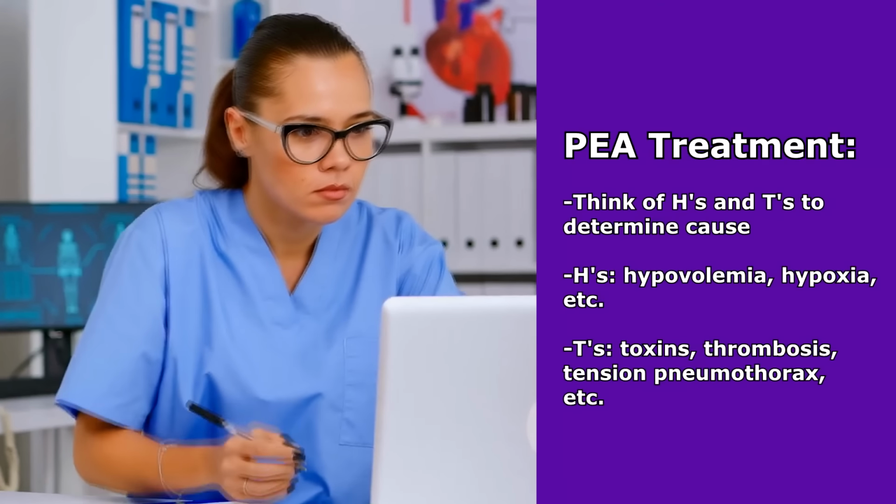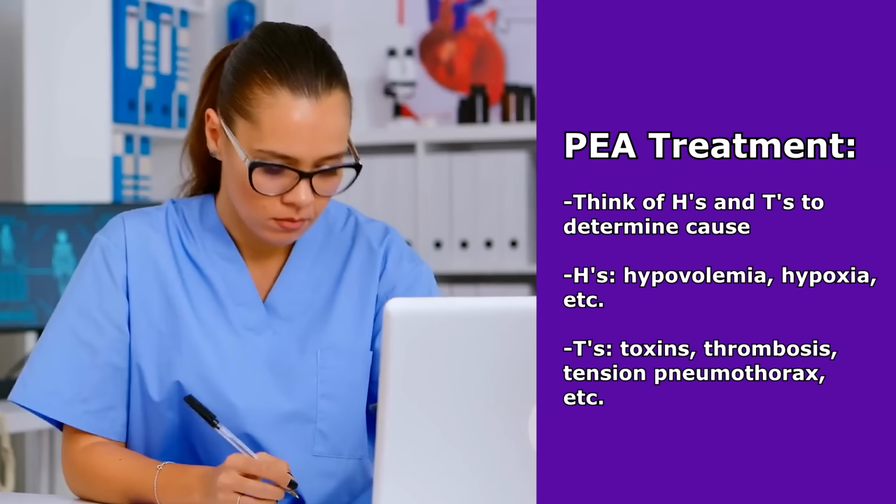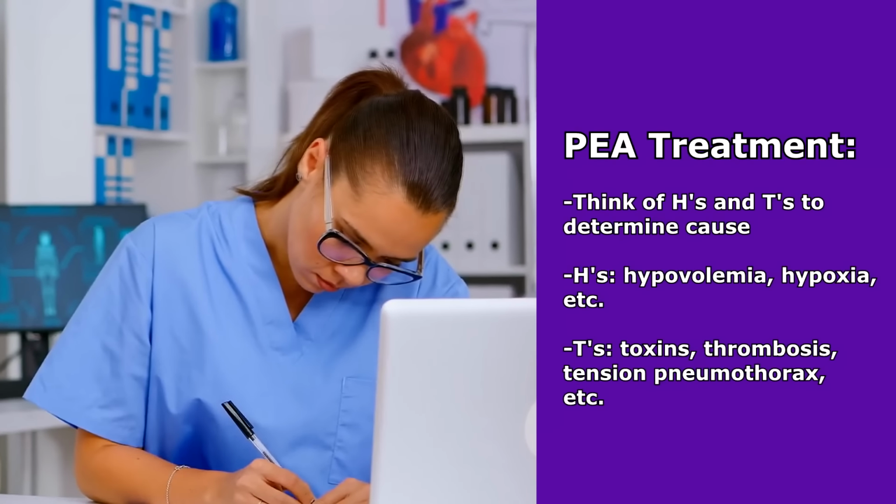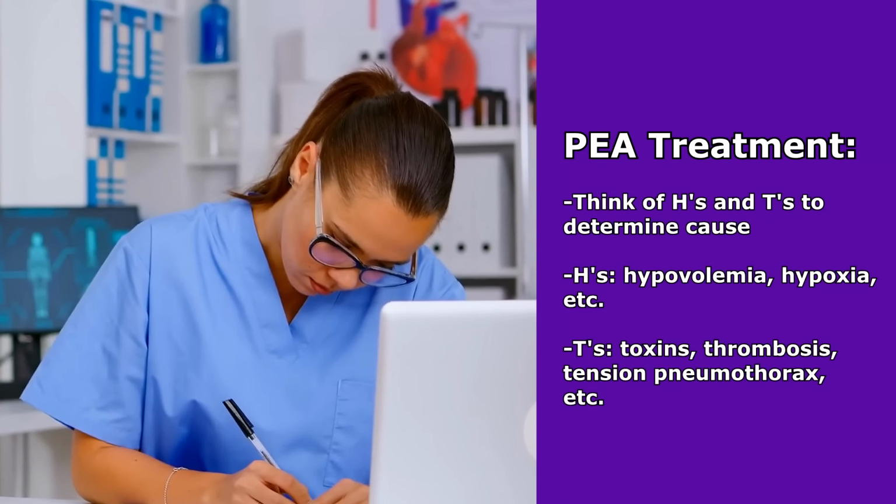For instance, is it hypovolemia? Is it hypoxia? Are there toxins involved? Do we have a clot, like thrombosis? Is there a tension pneumothorax? And so forth. And finally, let's look at the different types of AV heart blocks.